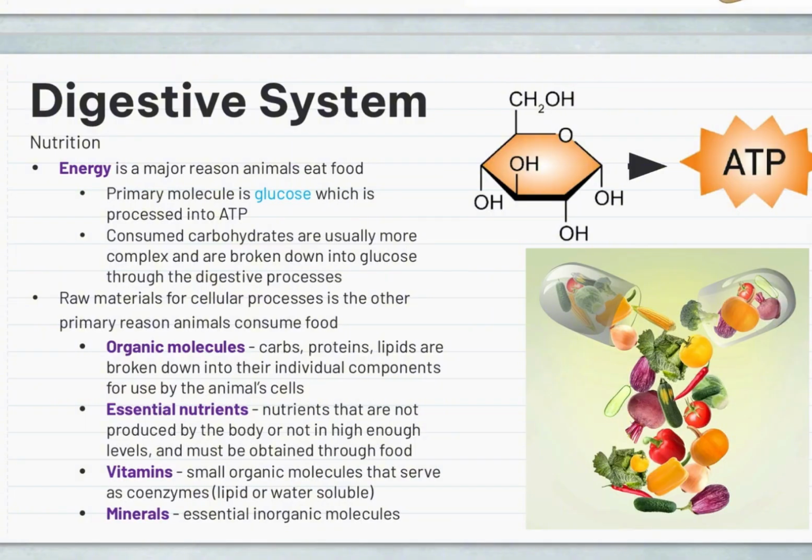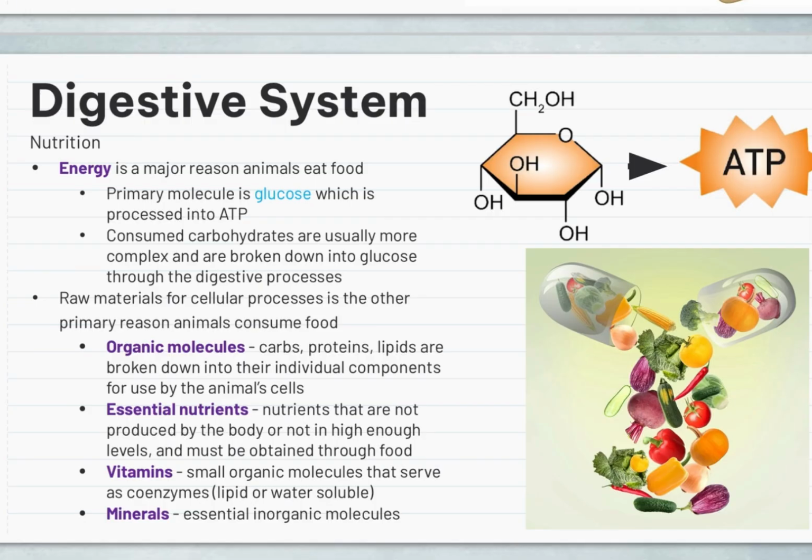The primary molecule is glucose, which is processed into ATP. Hopefully this is recalling some of our earlier units, but if not, it's okay because we're not focusing on all of the in-depth processes of ATP, glucose, and cellular respiration. Anyway, we consume carbohydrates, and carbohydrates are usually more complex, and they can be broken down into glucose through the digestive processes. Raw materials, on the other hand, are for cellular processes, and it's the other primary reason that animals consume foods. We have organic molecules, which are carbon-based: carbs, proteins, lipids, and they're broken down into their individual components for use by animal cells.